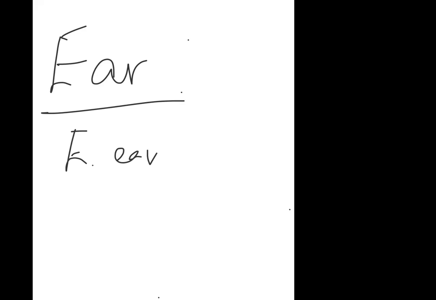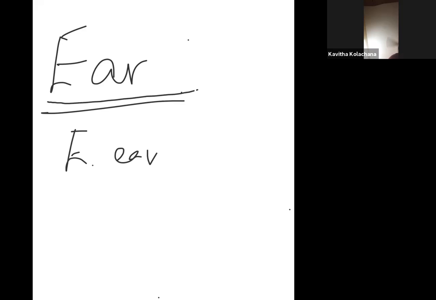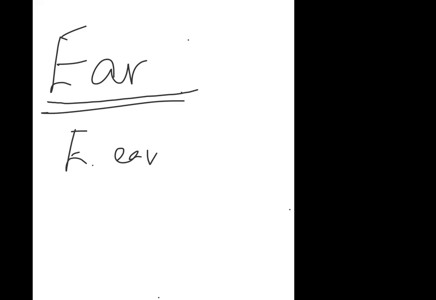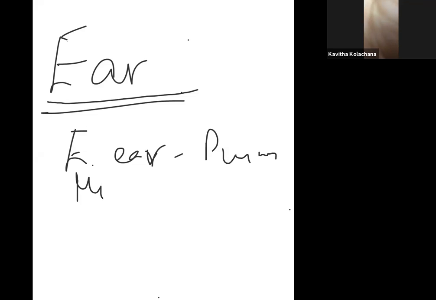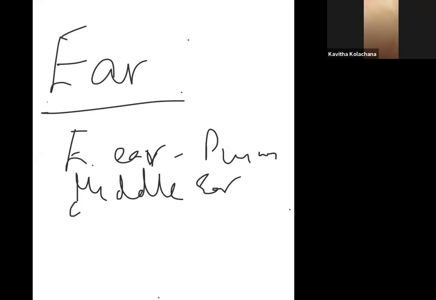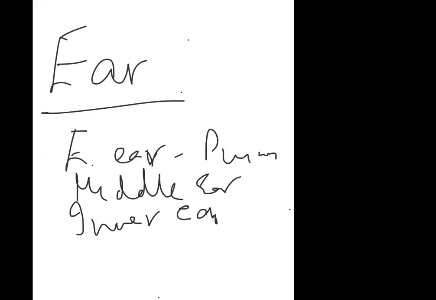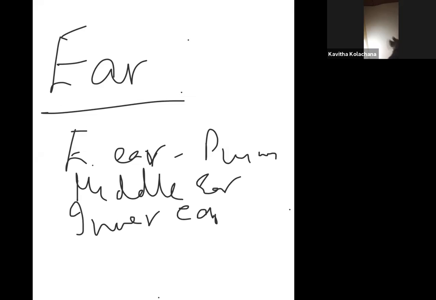The external ear is also called the pinna. The external ear or the pinna, the middle ear and the inner ear. So the external ear called the pinna is just there to receive the sound. It is external, and I told you this is an exclusive feature of mammals. Only mammals have pinna.